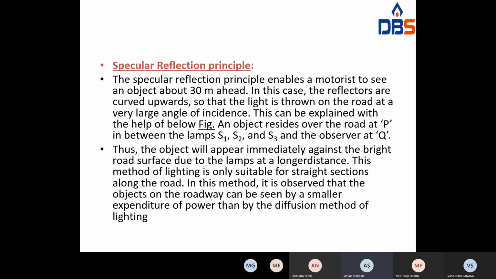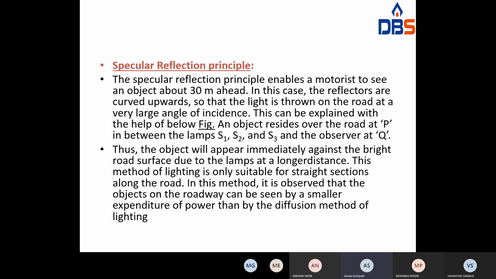Next one is the specular reflection principle. The specular reflection principle enables our models to see objects more than 30 meters ahead. To see an object on the road surface 30 meters ahead, you have to use this specular reflection principle. In this case, the reflectors are curved upwards.